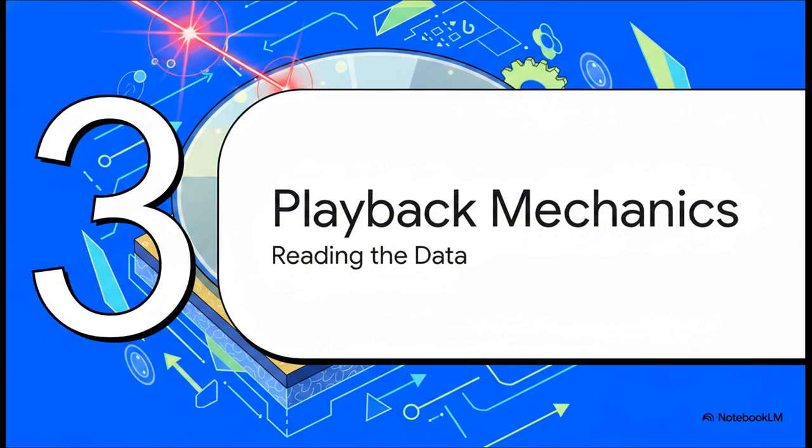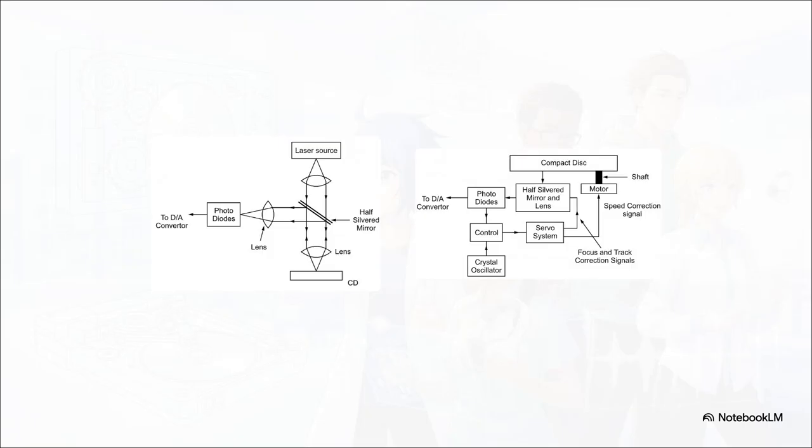Okay, Section 3, Playback Mechanics and Geometry. How do we actually read this newly stamped data? Inside your CD player, a laser directs light through a lens and a half-silvered mirror right onto the disc. Now this mirror lets the initial beam pass through, but it redirects the returning, reflected light straight into a photodiode. The player's control unit uses those exact photodiode signals to constantly adjust the servo system.